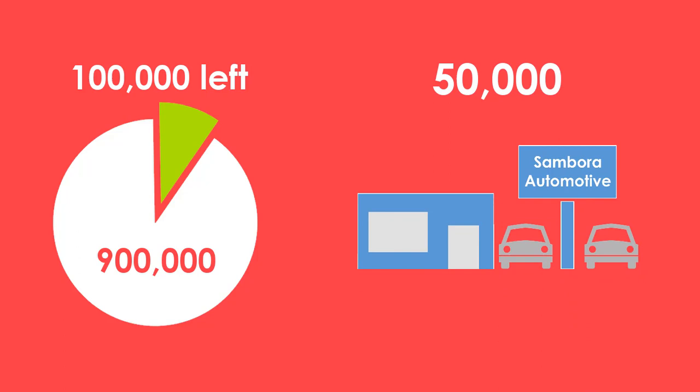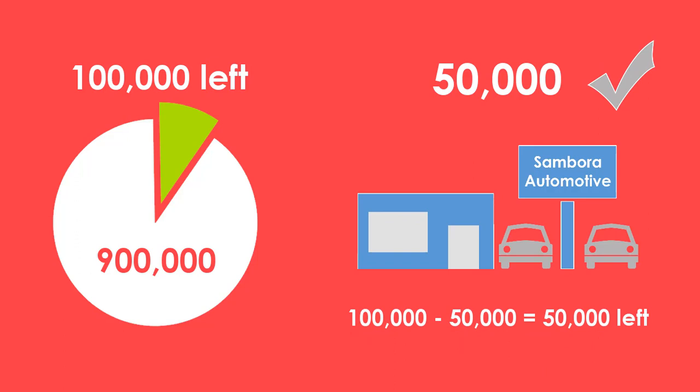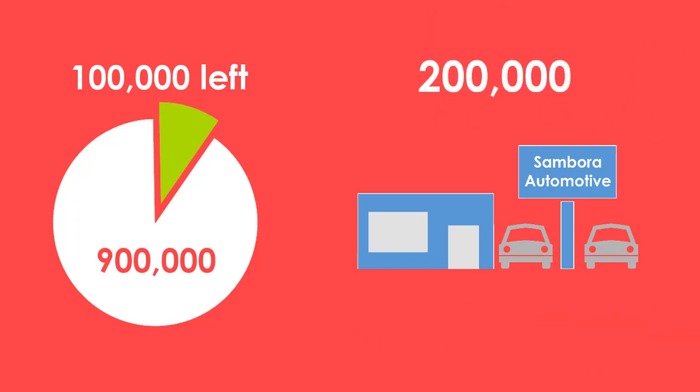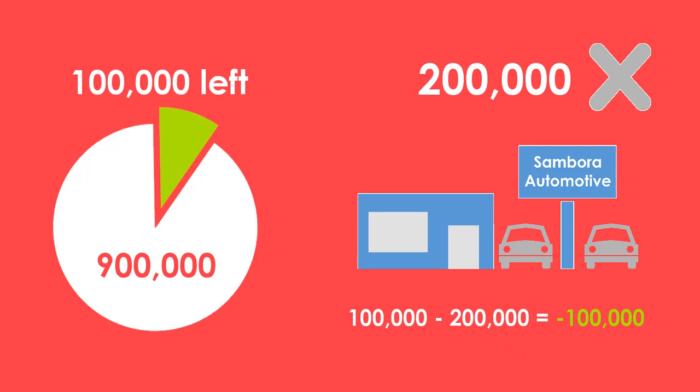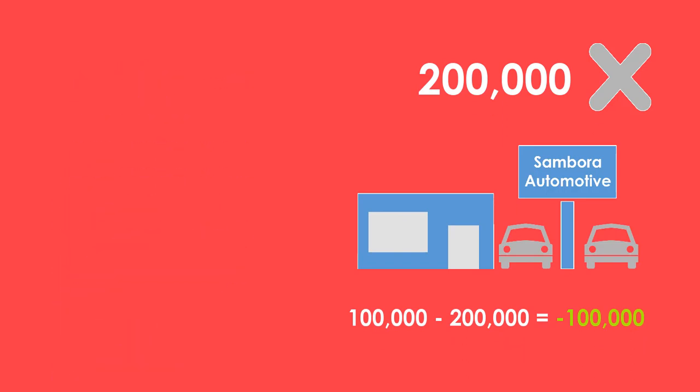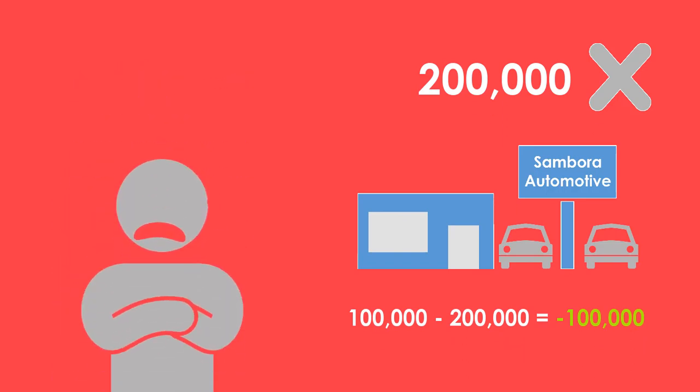If Sambora Automotive wants to run 50,000 impressions over the next 30 days, we're just fine, because we'd still have 50,000 impressions left. But if they want to run 200,000 impressions over the next 30 days, we're in trouble, because now we've sold 100,000 impressions more than we can deliver in the next 30 days. Since we don't have enough impressions to accommodate everyone, Sambora Automotive is going to run into under-delivery issues.